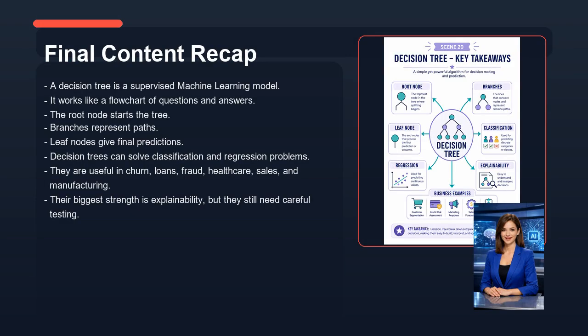Now let's look at final content recap. A decision tree is a supervised machine learning model. It works like a flowchart of questions and answers. The root node starts the tree. Branches represent paths. Leaf nodes give final predictions. Decision trees can solve classification and regression problems. They are useful in churn, loans, fraud, healthcare, sales, and manufacturing. Their biggest strength is explainability, but they still need careful testing.